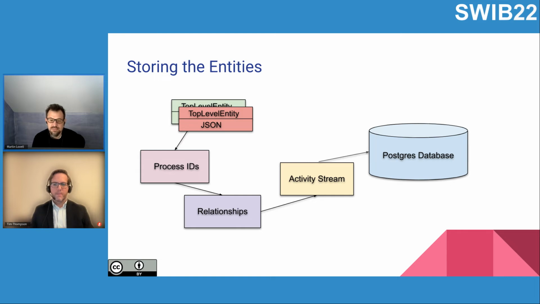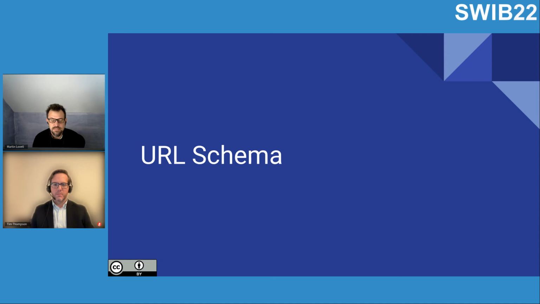And then we have the activity stream. So if it's a new object, we add a create to the activity stream. And if it's had JSON before and it's changed, we add an update to the activity stream.